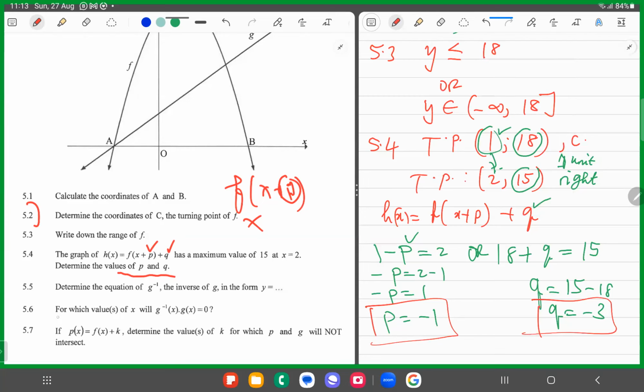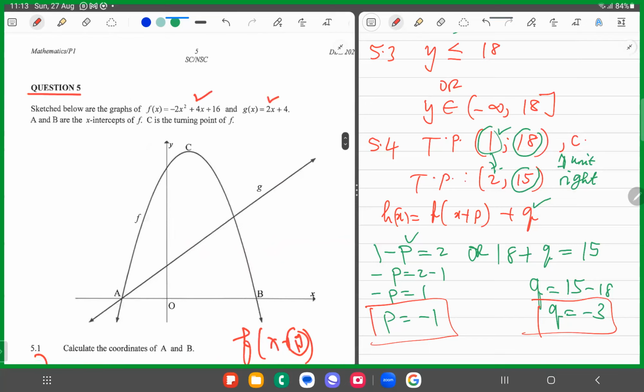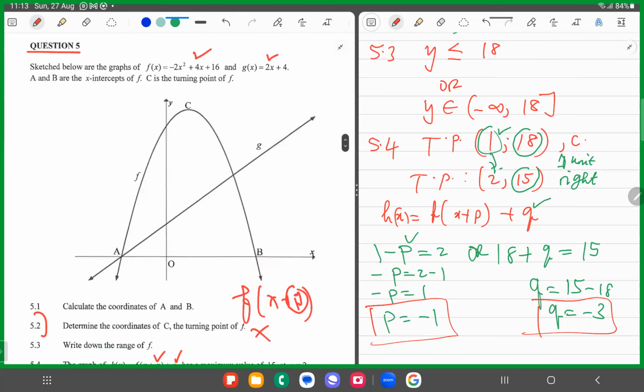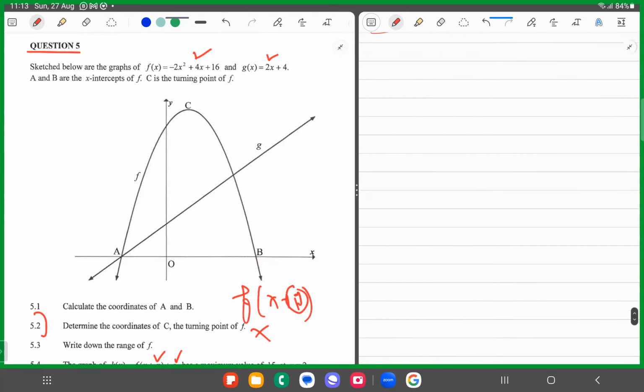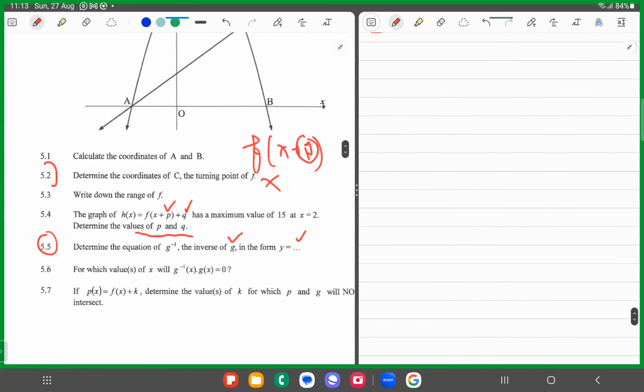Now, the next question is 5.5. You need to determine the equation of g inverse, the inverse of g. What is g first and foremost? What kind of a function is g? g is a straight line, and we can easily find the equation of the inverse of a straight line. This is how we do it, so you need to learn it and do it like this in the exam. So we first write g like this.